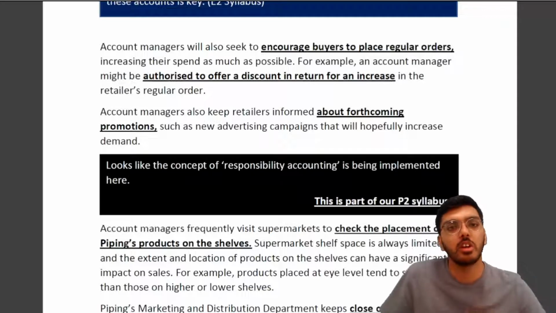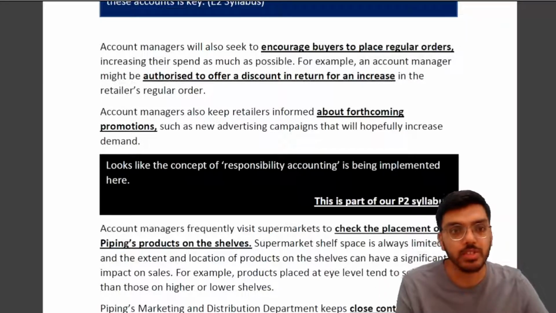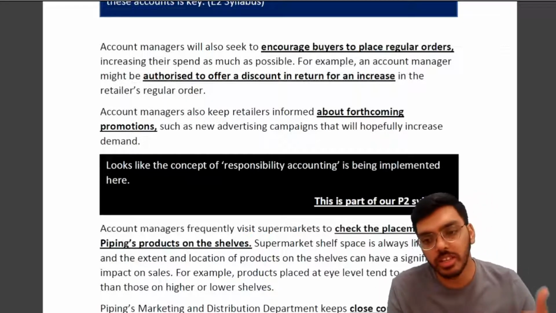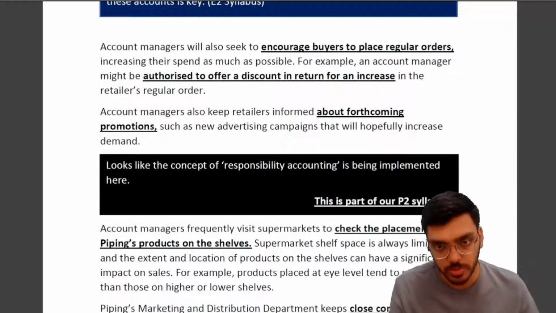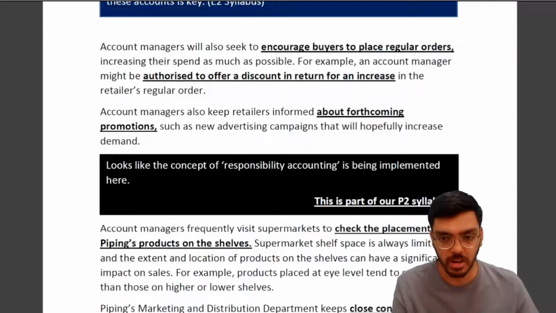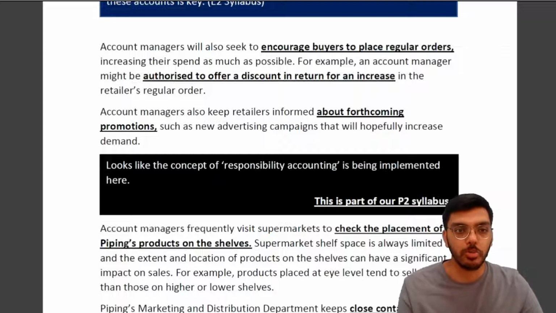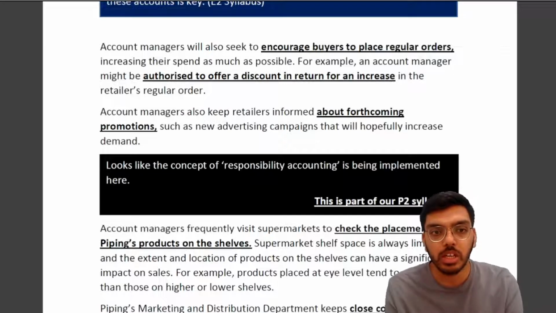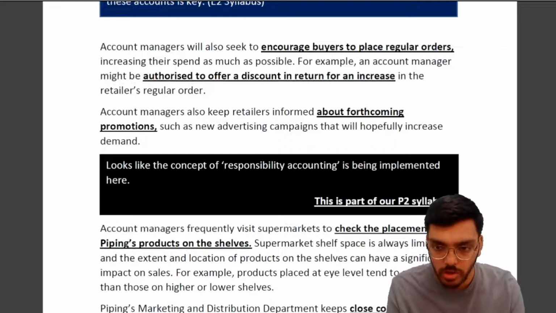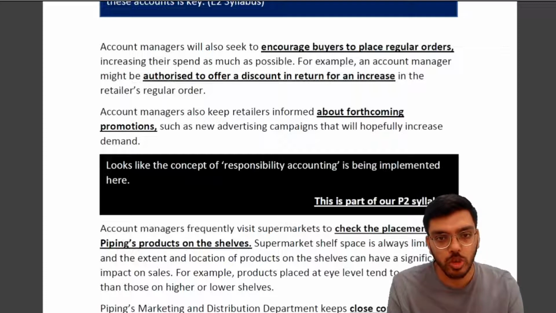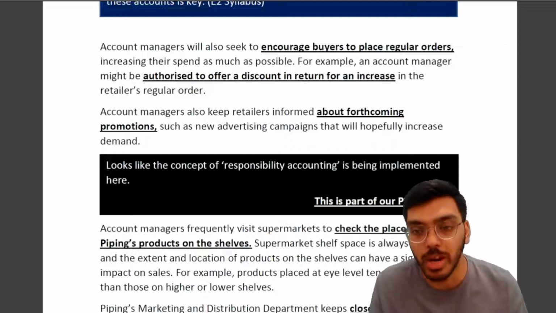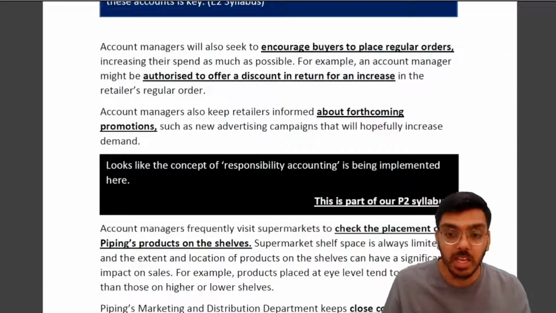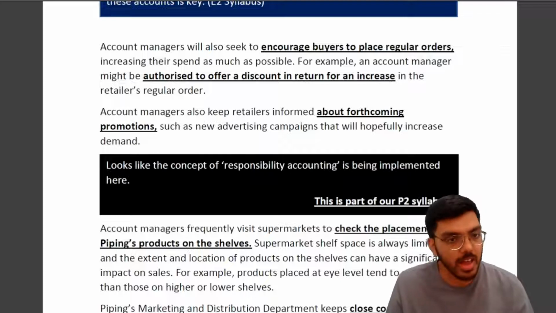Account managers will also seek to encourage buyers to place regular orders, increasing their spend as much as possible, because obviously your job is to sell. For example, an account manager might be authorized to offer a discount in return for an increase in the retailer's regular order. Account managers also keep retailers informed about forthcoming promotions. If there are any promotions or new advertisement campaigns that may increase the demand, the account manager will call the retail manager and have a word.